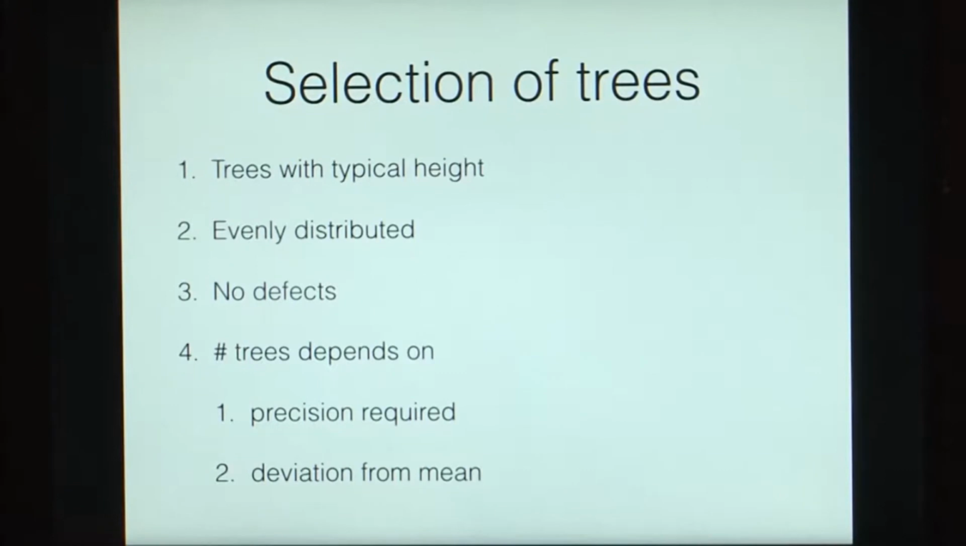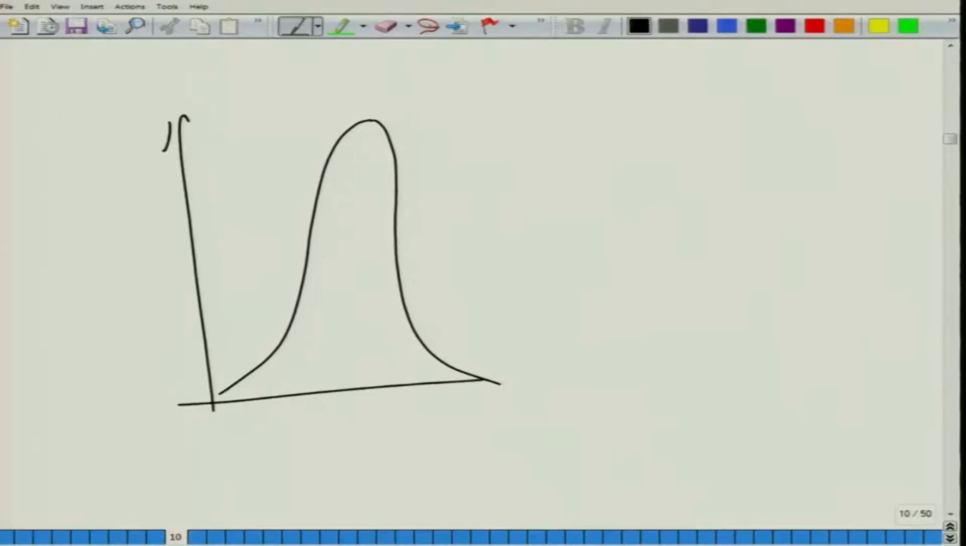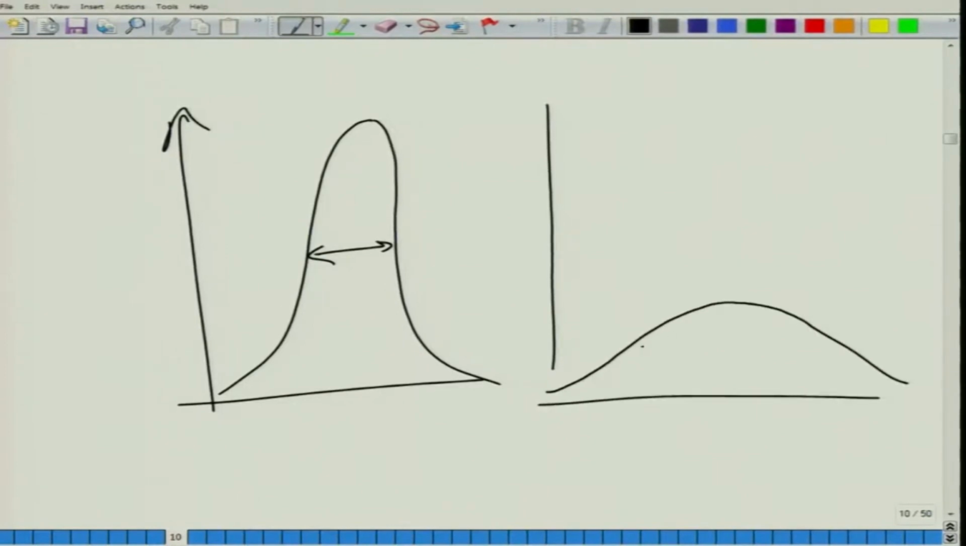So, for instance, if your values are very spread apart, which is why we talked about the measures of central tendency and dispersion. If you have a distribution that goes like this, then measuring just a few trees will be able to capture all sorts of variations that are typically found in the population. On the other hand, suppose we had a distribution like this. Here we have a huge amount of deviation from the mean, so we will require more measurements, or more trees that need to be selected.